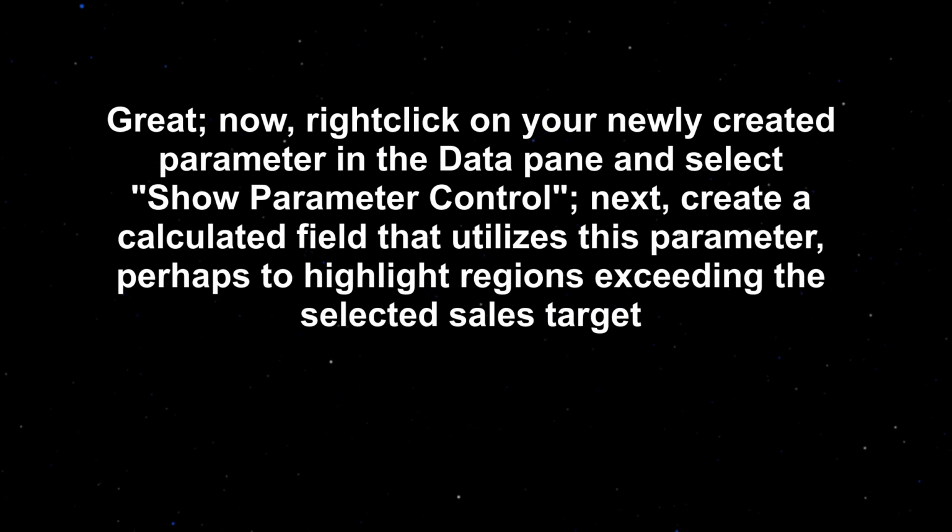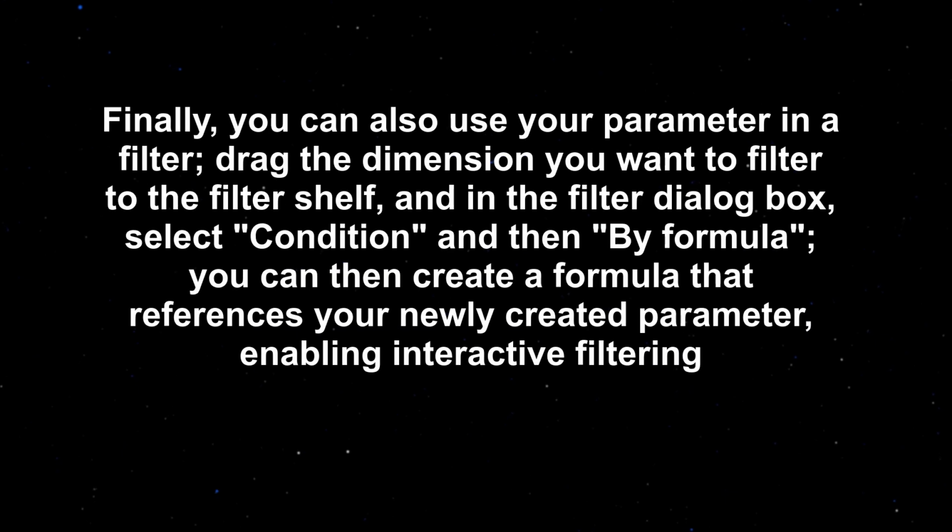Great! Now, right-click on your newly created parameter in the data pane and select Show Parameter Control. Next, create a calculated field that utilizes this parameter, perhaps to highlight regions exceeding the selected sales target. Finally, you can also use your parameter in a filter.